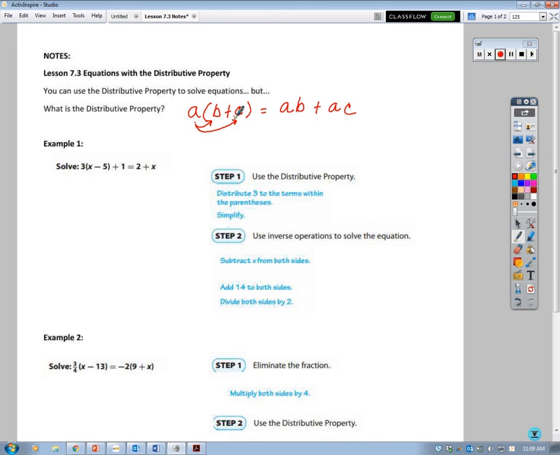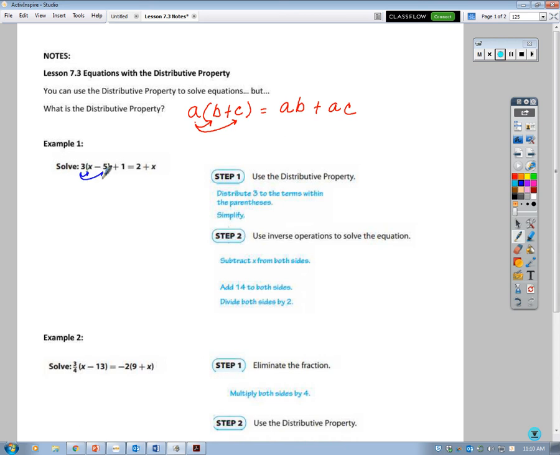So we've got example 1, and a lot of this is going to look like review, but we're giving a name to what we've been doing in lesson 7.1 and 7.2. Example 1 gives us the equation 3 times the quantity x minus 5 plus 1 is equal to 2 plus x. We've got the steps listed over here, just in case we forgot them, as a quick reference. The first thing we're going to do is use the distributive property, and we're going to distribute 3 to the terms within the parentheses.